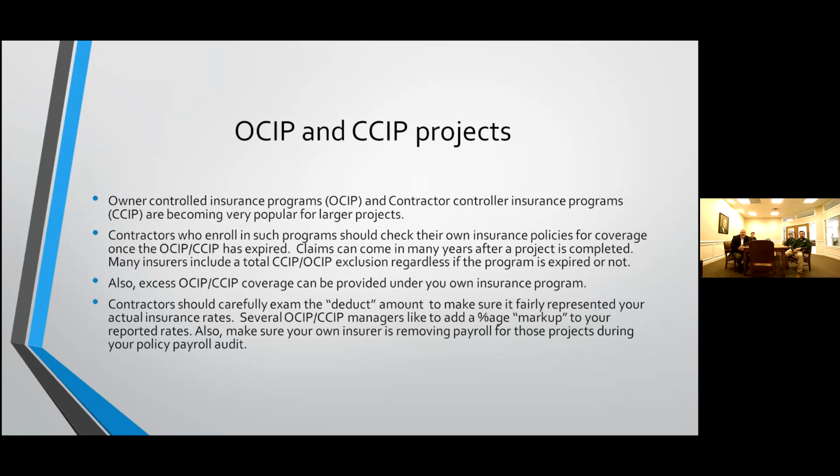And then lastly, of course, when your own policies are being audited, you should make sure that your payroll for those projects is removed during your physical policy payroll audit. The dumbest thing that can happen is that you're enrolled in an OCIP and CCIP. That means the owner is paying for the insurance. And then if you don't get this deduct when your payrolls are audited, that means you're paying for it too. So now we've fed the insurance industry twice for the same exposure. So please just make sure your payroll audits are accurate in deducting the payrolls for these types of projects.